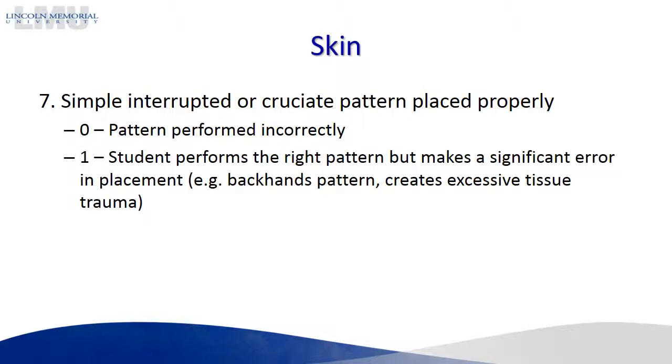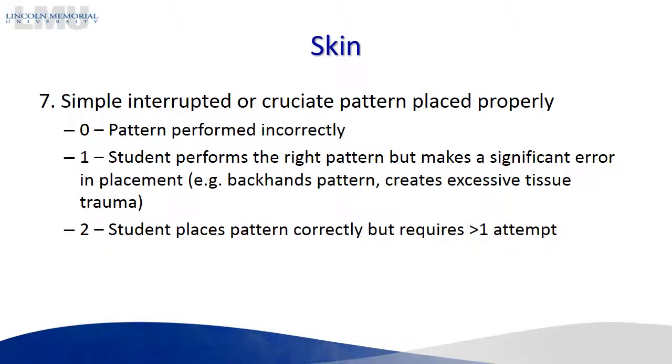A borderline student is going to be a student who performs the correct pattern, but they make some error in the placement. So maybe they backhand the simple interrupted as opposed to doing it a forehanded pattern. Perhaps they create excessive tissue trauma by peeling the skin back from the subcutaneous layer while they're passing needle drivers through, just that there is a significant enough issue there.